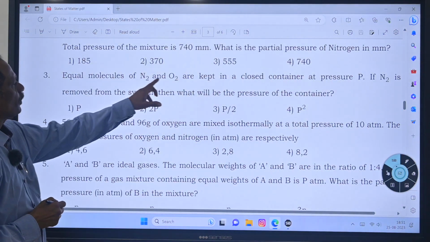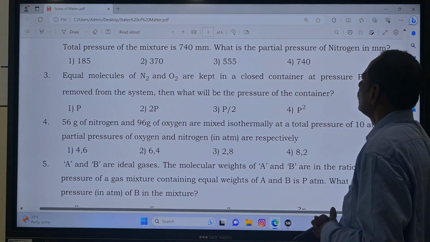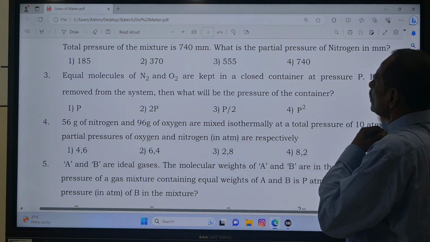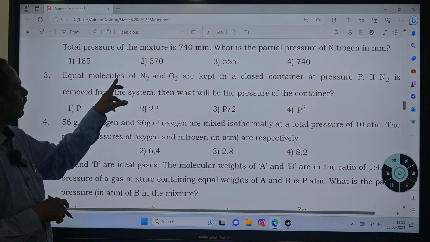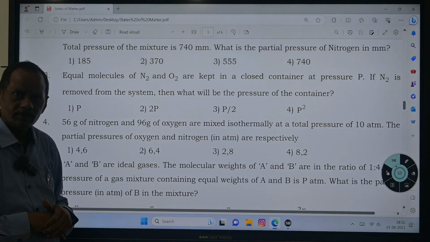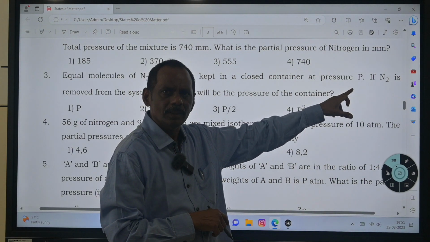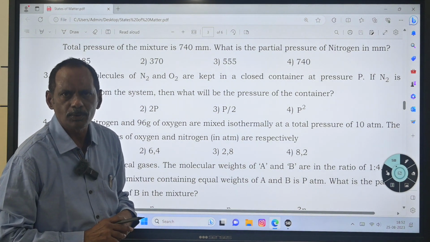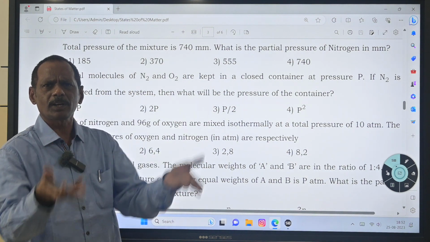Equal molecules of nitrogen and oxygen are kept in a closed container at a pressure of P. Equal number of molecules means equal number of moles are present in the container. Let us take 1 mole of nitrogen and 1 mole of oxygen. Total 2 moles of gas is there, then the pressure is P. If nitrogen is completely removed, that means half of the number of moles is removed, then the number of moles becomes half. Number of moles becomes half means pressure becomes half.